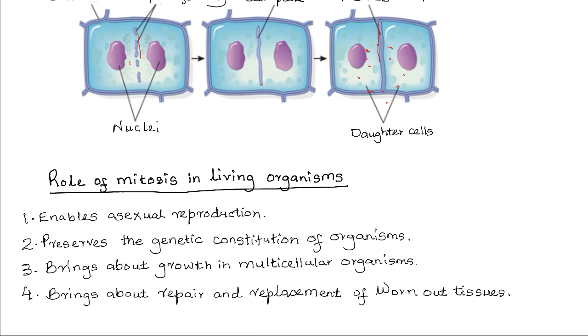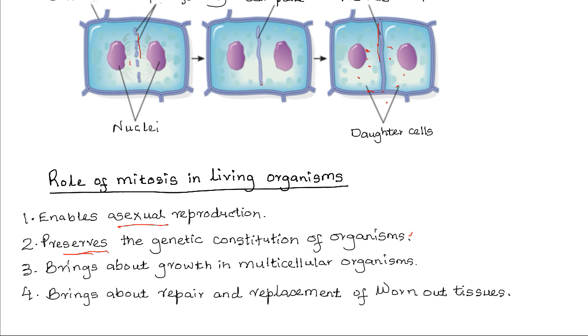One, through mitosis, the process of asexual reproduction can take place. That is, it enables asexual reproduction in organisms such as amoeba, bacteria, and some plants. Secondly, it ensures that the genetic constitution of a cell does not change by producing daughter cells that have the same number and type of chromosomes as the parent cell. Thereby, it preserves the genetic constitution of organisms.